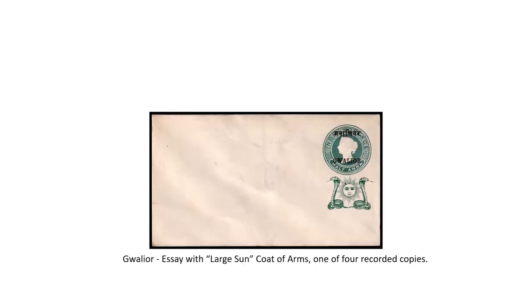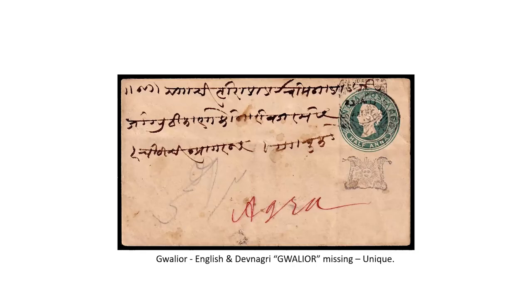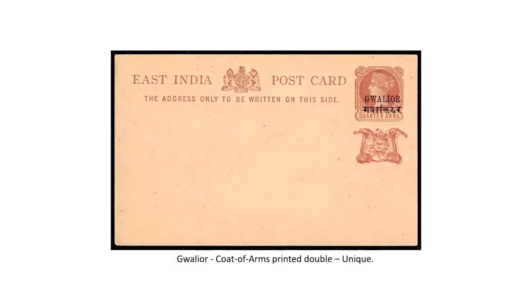What's really interesting, if you go back to this one, you see how the word, it's in English and Devanagari, it says Gwalior. It's missing from this. So only the bottom overprint is there, but the words Gwalior in Hindi and English are missing. Again, it happens to be the only known example.